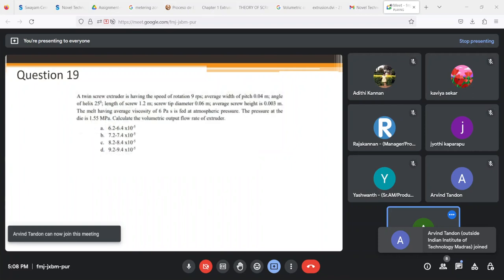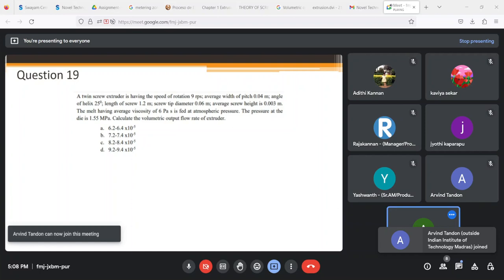Okay, moving on to the last question. A twin screw extruder is having the speed of rotation of 9 rps. The average width of the pitch is 0.04 meters. The angle of helix is 25 degrees. The length of the screw is 1.2 meters. The screw tip diameter is 0.06 meter and the average screw height is 0.003 meters.